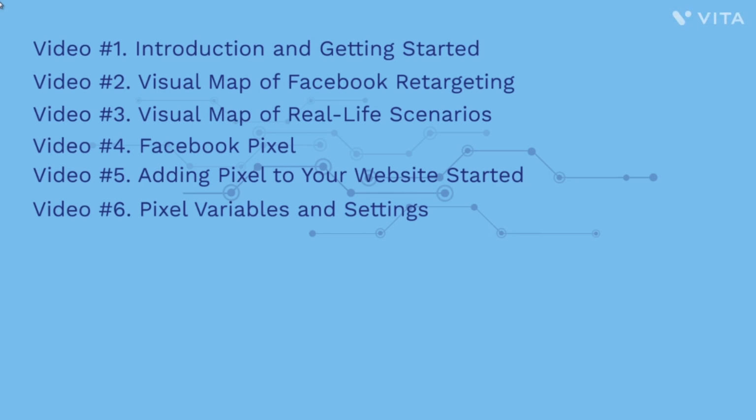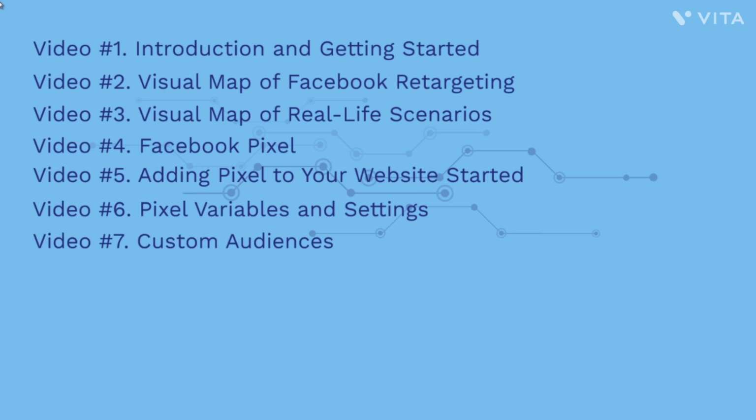Video number 6 will talk about pixel variables and settings, otherwise known as standard events, such as how do you tell Facebook that somebody has landed on your page, somebody has converted into a lead, somebody has added the product to their shopping cart. Maybe you want to find people who have added things to the cart but have not yet purchased so that you can show an ad to them, remind them that they are interested in that purchase, and perhaps give them some sort of discount as well.